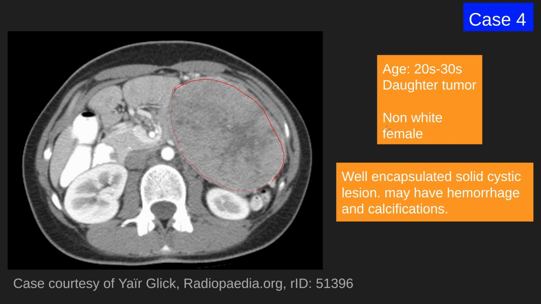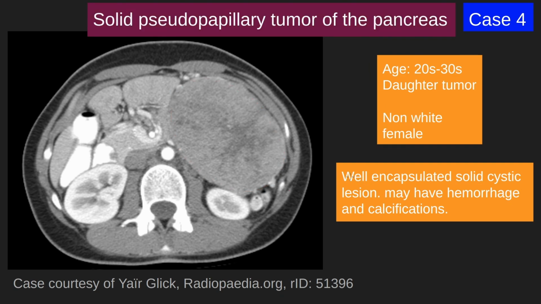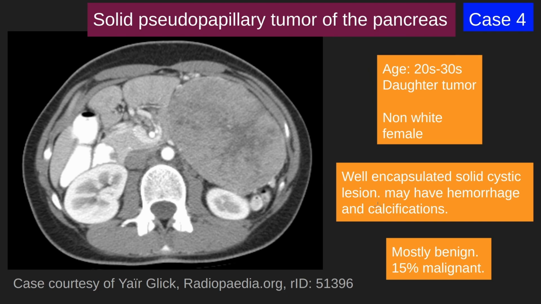Based on the demographic of the patient and the imaging appearance of a predominantly solid mass, the findings are suggestive of a solid pseudopapillary tumor of the pancreas. They are predominantly seen in young females who are non white. Most of these tumors are benign and only 15% are malignant.